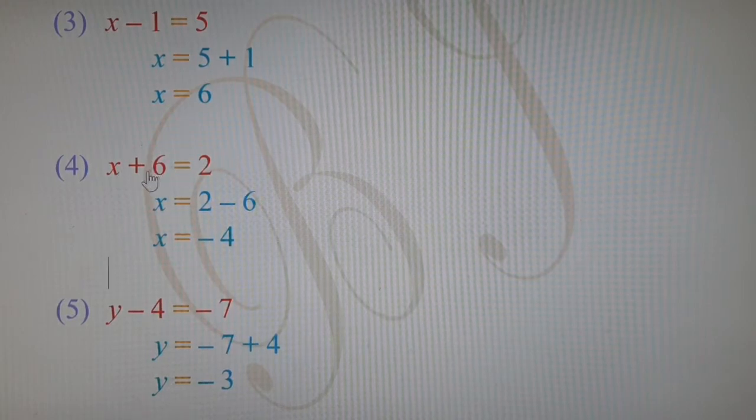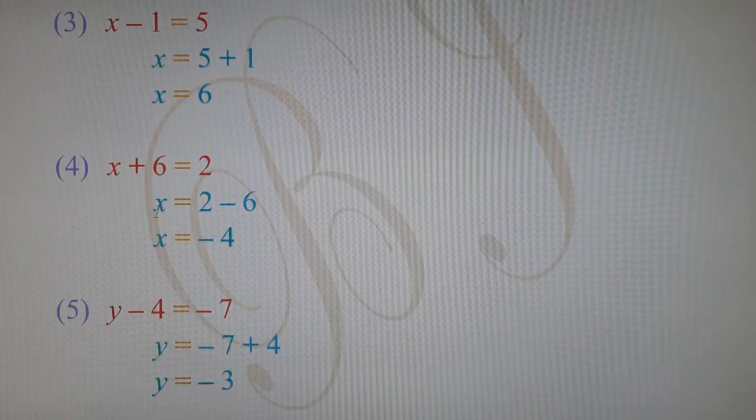In order to move plus 6 from the left hand side to the right hand side, we have to use the transpose rule, and the transpose rule means opposite rule. Opposite of addition is subtraction. So plus 6 will become minus 6 when plus 6 is transferred from the left hand side to the right hand side. Hence our next step will be 2 minus 6 and x will be kept alone.